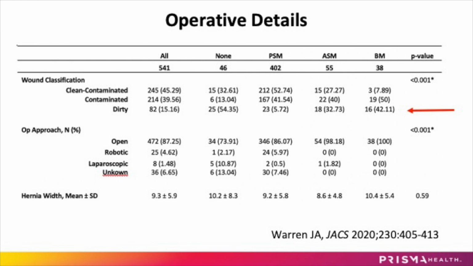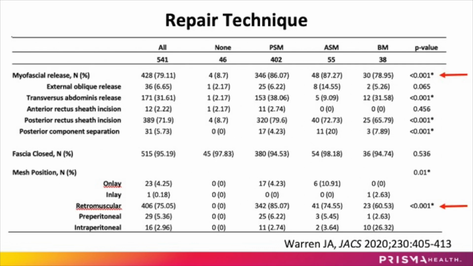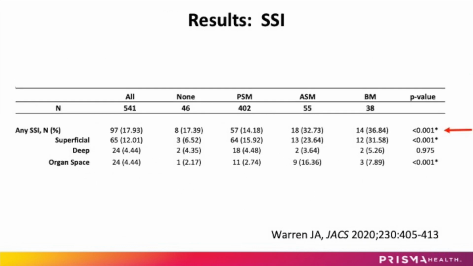There is likely some selection bias, however, as we did have a higher rate of dirty wounds in the absorbable synthetic and biologic mesh groups. Hernia size was no different between groups. There were some minor variations in technique, with a higher incidence of intraperitoneal mesh placement for the biologic mesh group in particular. We actually found that the lowest rate of SSI was in the permanent synthetic mesh group, with the highest rate of SSI in the biologic mesh group.